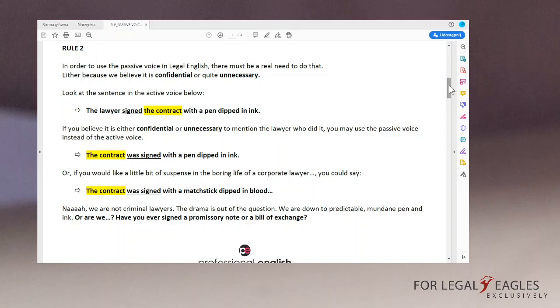If you believe it is either confidential or unnecessary to mention the lawyer who did it, you may use the passive voice instead of the active voice. The contract was signed with a pen dipped in ink. Or if you would like a little bit of suspense in the boring life of the corporate lawyer, you could say the contract was signed with a matchstick dipped in blood. Nah, we are not criminal lawyers. The drama is out of the question. We are down to a predictable, mundane pen and ink. Or are we? Have you ever signed a promissory note or a bill of exchange?